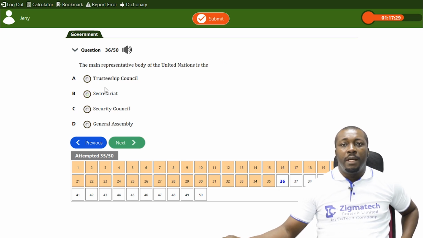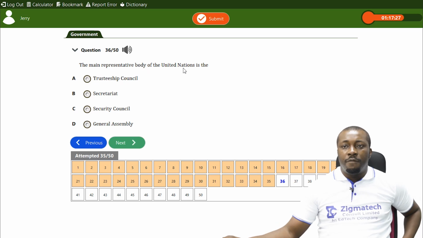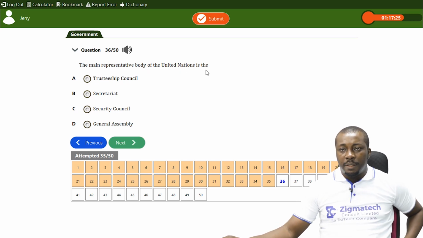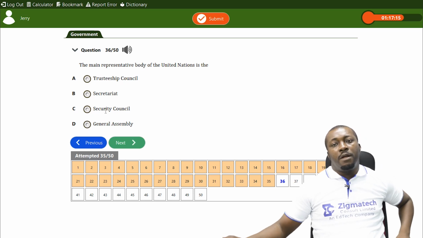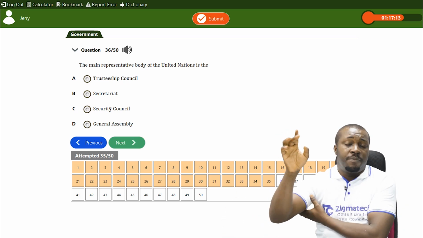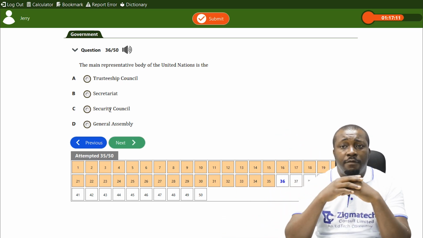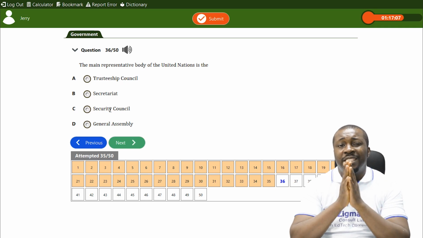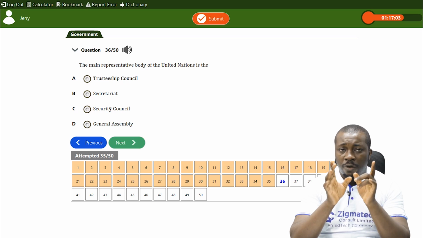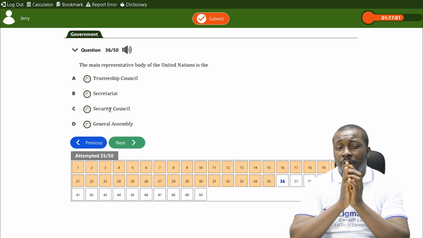Now, the main representative body of the United Nations is the A, Trusteeship Council, B, Secretariat, C, Security Council, D, General Assembly. Now, the United Nations has principal organs. One, we have the General Assembly, which is the organ that is made up of 193 recognized countries of the world.